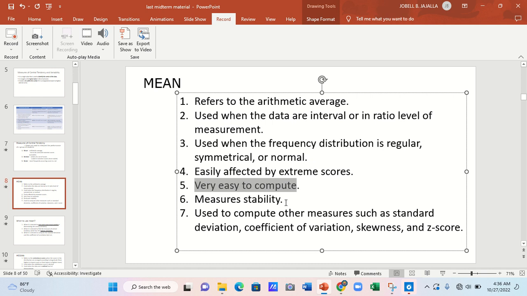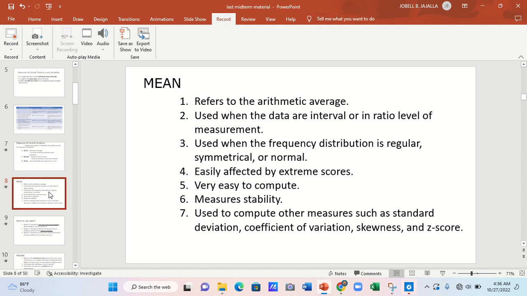Now, for another quality of the mean, it also measures stability. And for number 7, it is also used to compute other measures such as standard deviation, coefficient of variation, skewness, and z-score. So the mean has many uses in solving other measures like those I mentioned earlier. So that is for the mean.